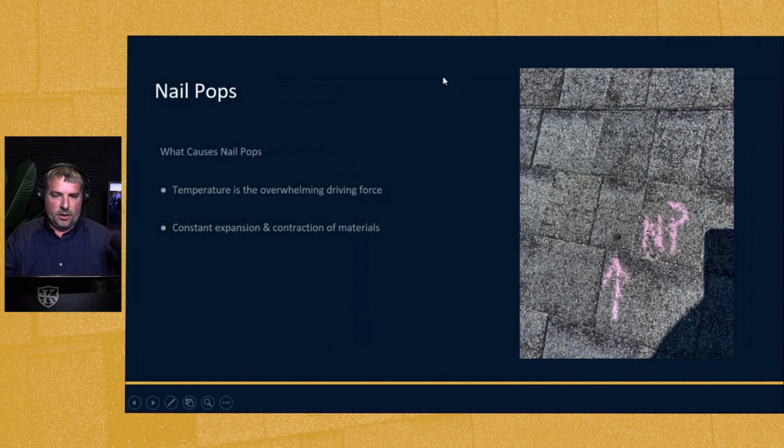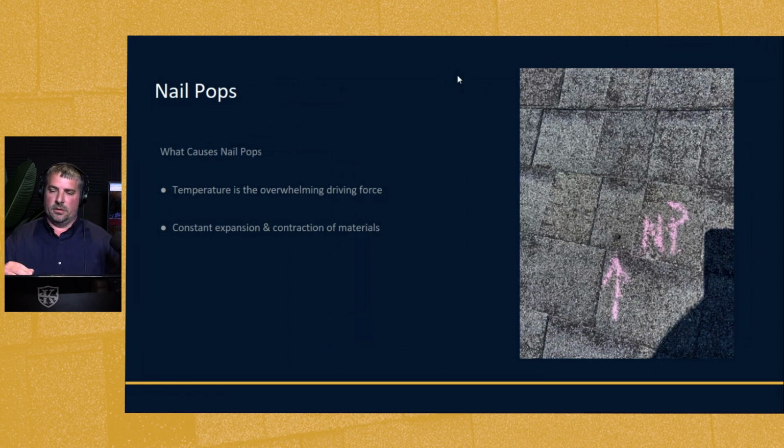All right, let's talk about nail pops for just a couple minutes. What causes nail pops? Temperature is the overwhelming driving force, right? Constant expansion and contraction of materials. Again, this is why ventilation is so critical on a roofing system. Everybody should think about roofing systems as if they are a living, breathing organism. Every day when they heat up, they expand. Every night when they cool down, they're contracting. Every material is doing this to some degree.